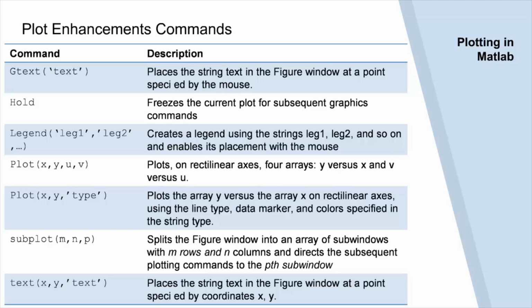So this plots the array of y versus the array of x using the line type, data marker or color specified in the string type. Then we have the subplot command that takes arguments m, n and p. So it splits the figure window into an array of sub windows with m rows and n columns and directs the subsequent plotting command to the pth sub window. Then we have the text command that takes the x, y coordinate and places the text passed to it at that coordinate in the figure window.